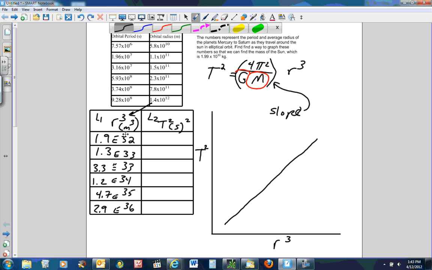Then I'm going to square all my periods and put them in here, and I get these kind of numbers. E13, e to the 14th. They're all big numbers. E to the 15th, e to the 15th, e to the 17th, and e to the 17th. 5.8, 1.1, 1.5, 2.3, 7.8, and 1.4. So your calculator will do all this for you really quickly.